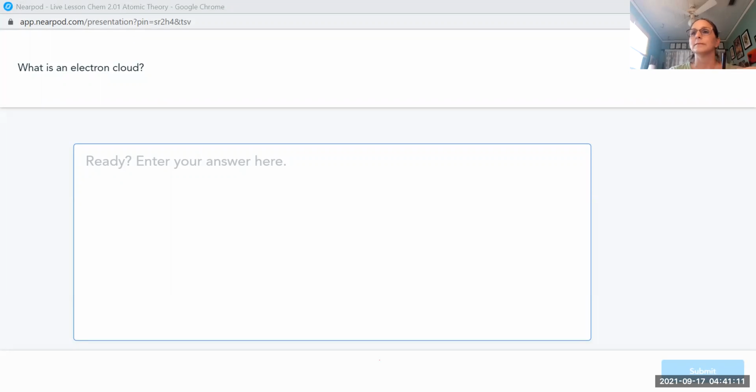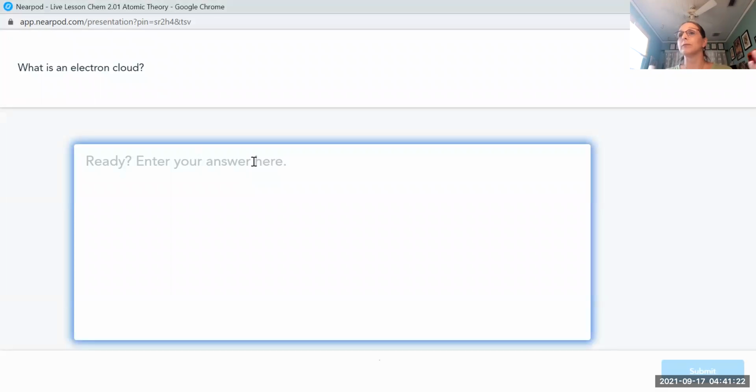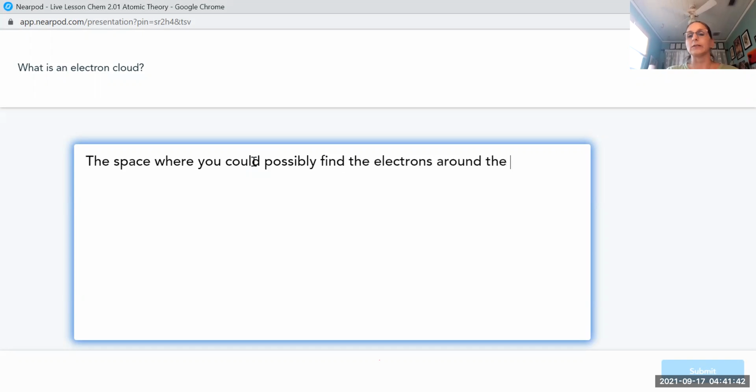My brother. All right, good job. Okay, so everyone did well on that one. So pretty much there where the electrons are surrounding the nucleus. The only thing, just to clarify, it's the space of probability, the space where you could possibly find the electrons around the nucleus, okay?